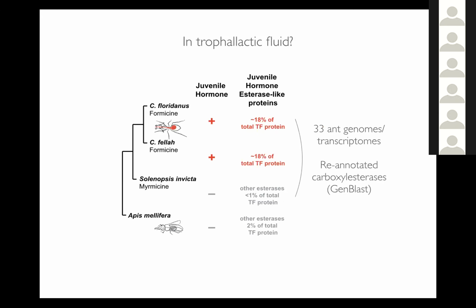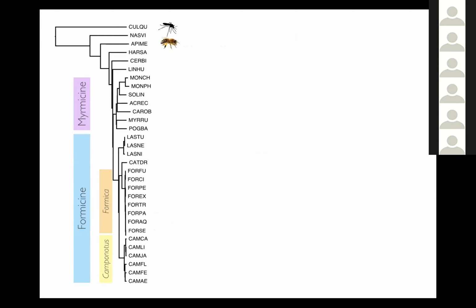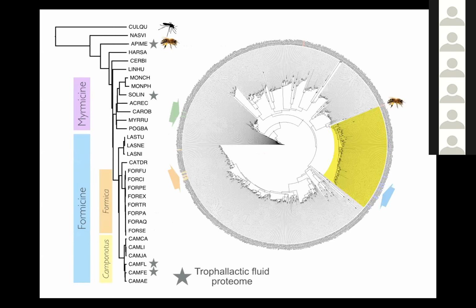So we looked deeper into more genomes, looking a bit at this other subgroup, the myrmecine ants, mostly at the formicine ants, and using another genus that's very successful, Formica, to have a comparison for our genus of Camponotus, or carpenter ants. And we have proteomes for some of these. And then we made a big tree of all of these different genes. And what you can see in yellow is the subtree where we find the trophallactic fluid proteins. And at the base of that, we have the juvenile hormone esterase that was characterized in the honeybee. So we know we're looking in the right place.